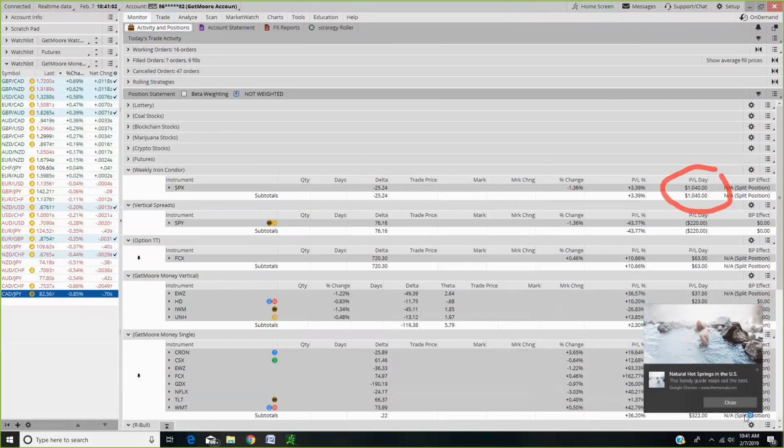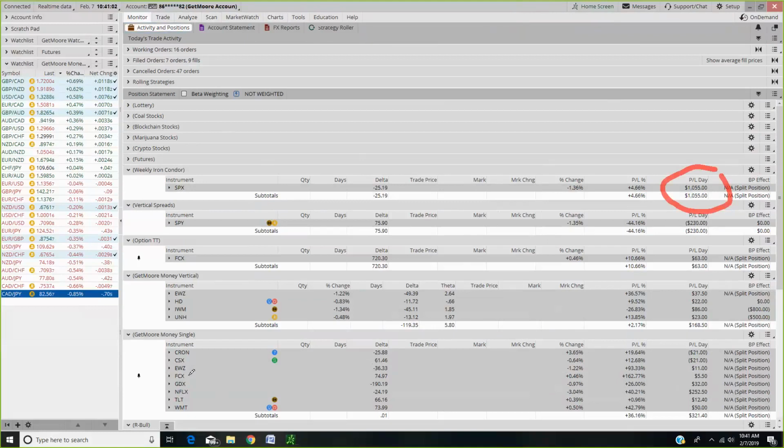Just look at this FCX. This is the trade that I think I alerted you. Up 162%. I alerted you guys this trade.